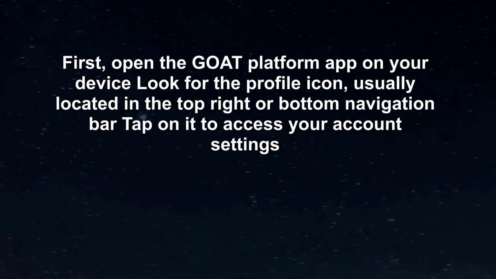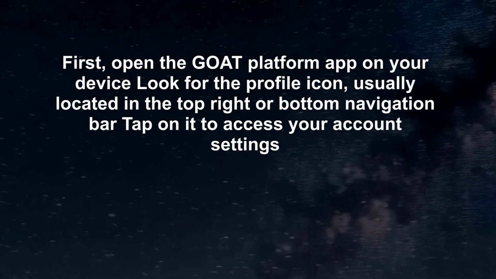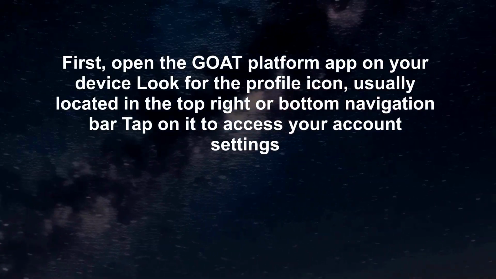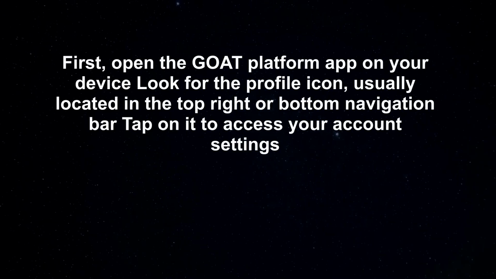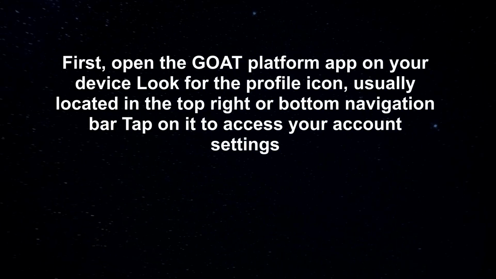First, open the GOAT platform app on your device. Look for the profile icon, usually located in the top right or bottom navigation bar. Tap on it to access your account settings.